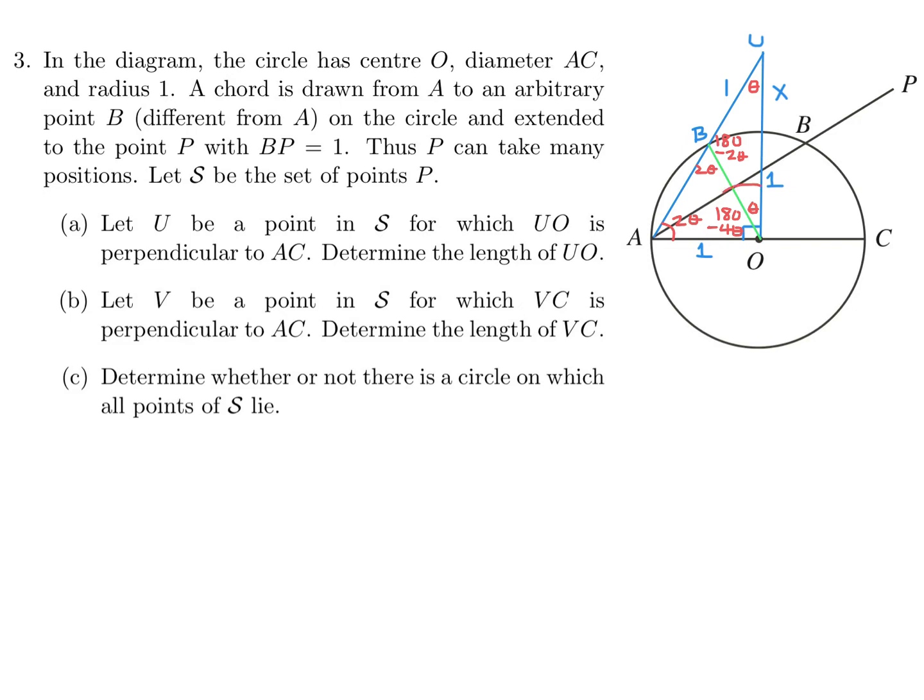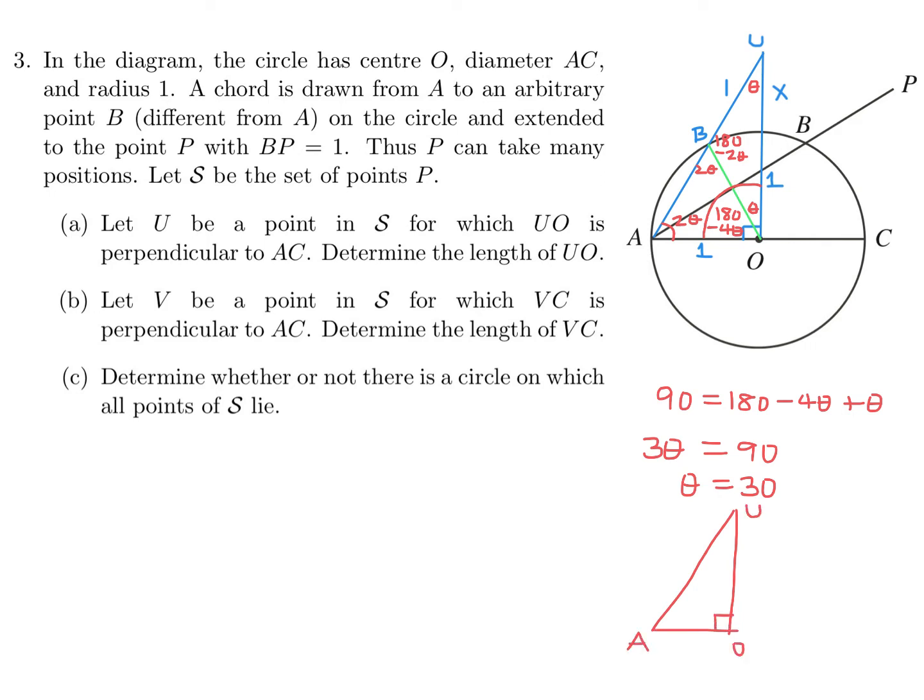Okay, so now finally we can concentrate on those two angles. They have to add up to 90, since that's a 90-degree angle. So 90 is equal to 180 minus 4 theta plus theta. So that means 3 theta is equal to 90, and therefore theta is 30. Okay, great. So I don't want to make that too messy. If I draw that triangle again, where this is U and this is O and this is A, that basically means that this is 30 and this is 60. So that is a 30, 60, 90 triangle.